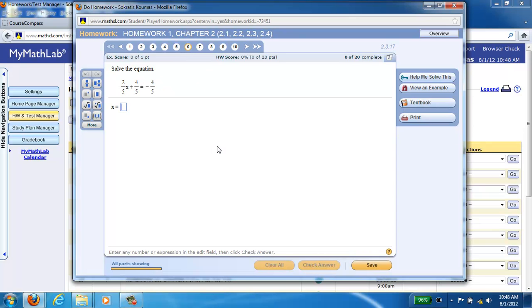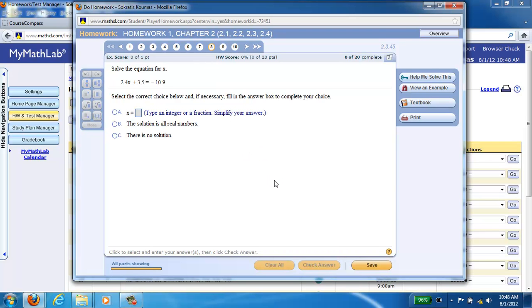Number 6, you have 2 over 5x plus 4 over 5 is equal to negative 4 over 5. So start by multiplying both sides by 5 and then you continue. And same thing for 7. 6 and 7 are very similar.